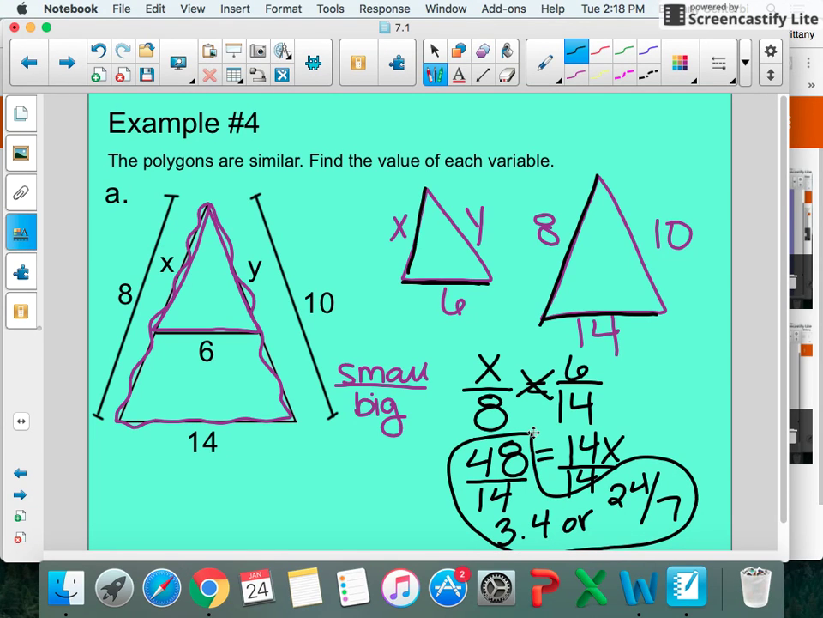I would like you to make a side note on the side of your paper to just write, do not be afraid of fractions and decimals. Since we are working with proportions, a lot of our answers are going to be fractions or decimals. Not all the time, but sometimes you'll get fractions or decimals. So make sure you make a note of that on the side of your notes. Do not be afraid of fractions or decimals.